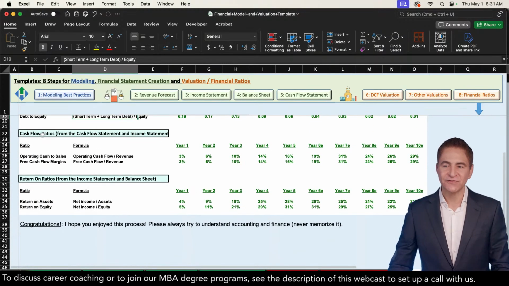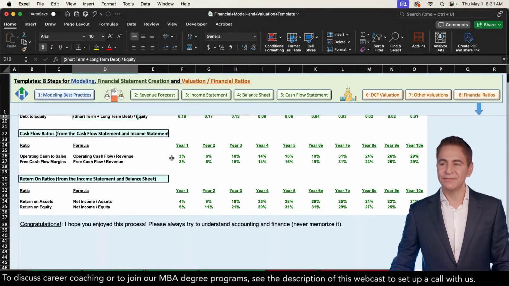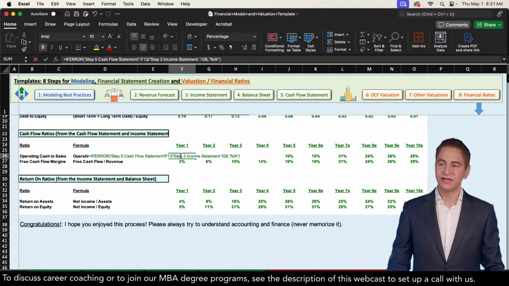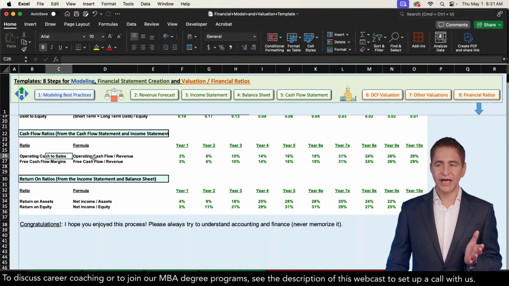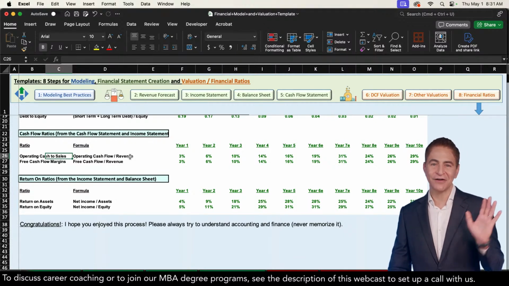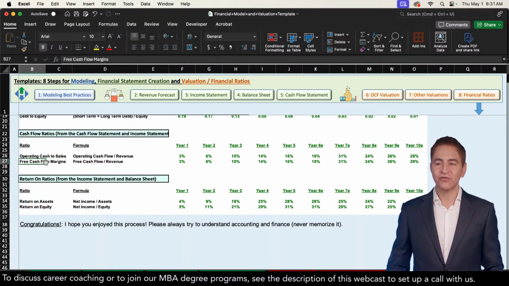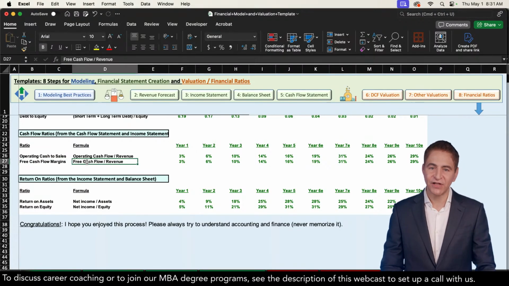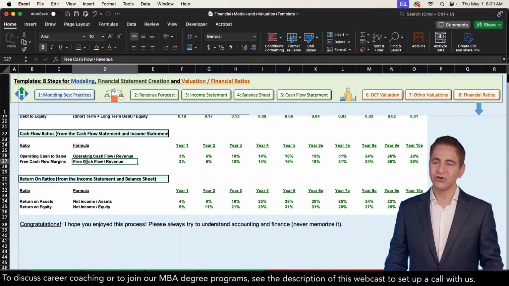Then let's talk about cash flow ratios. This is from the cash flow statement as well as from the income statement, and these are all linked to my other cells, meaning the other financial statements. So the first one you look at is operating cash flow over revenue, and that's kind of like net profit margin. You want that to be going up over time. And then you want free cash flow over revenue. Free cash flow is operating cash flow minus CapEx. I can explain in more detail if you want me to.